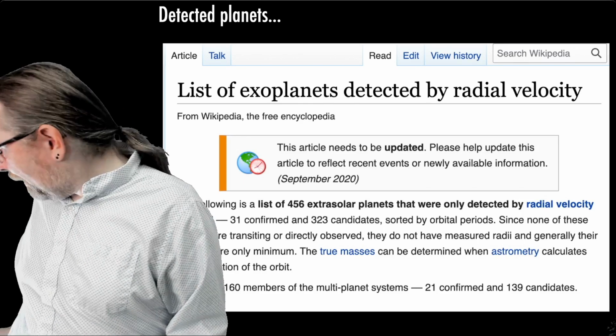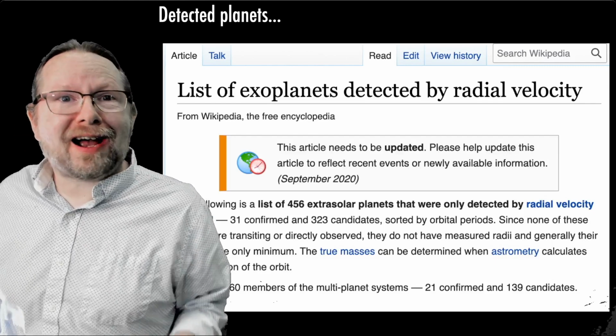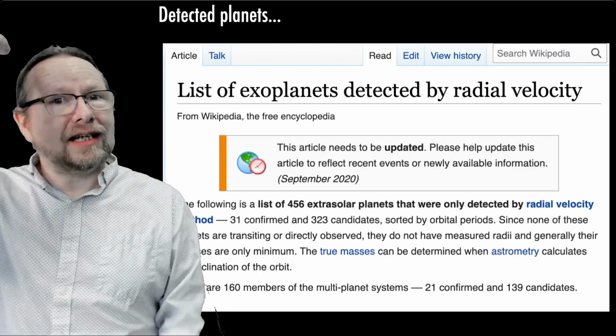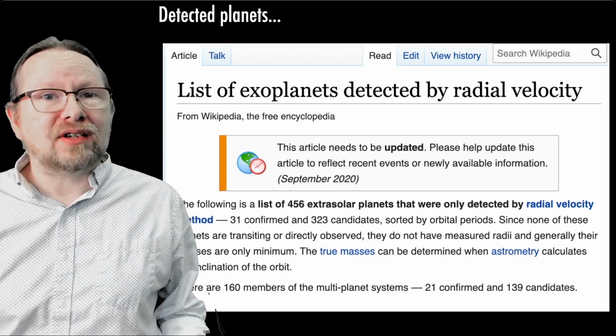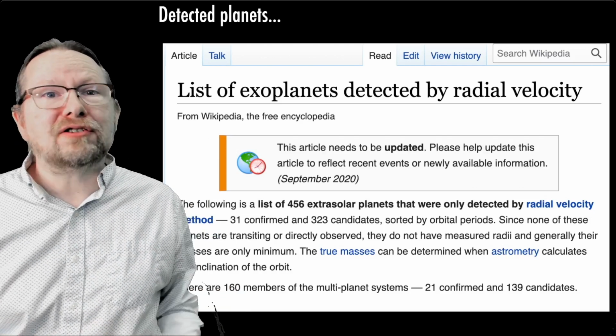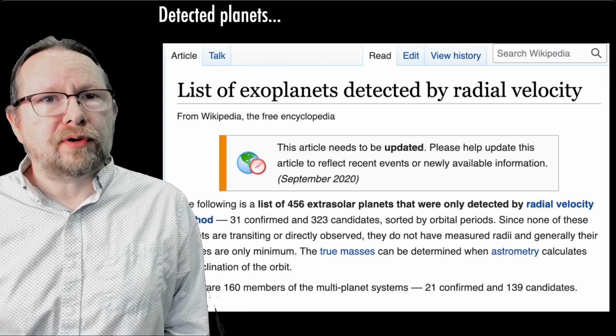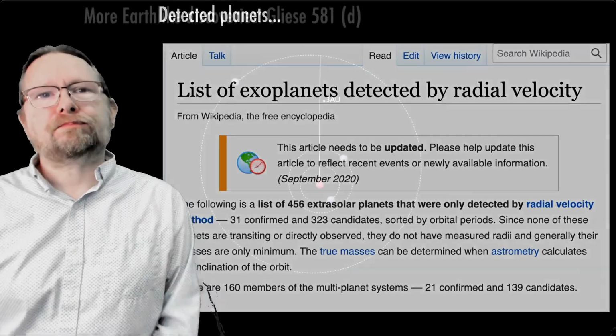You are detecting planets, but you are detecting a specific kind of planet, a planet that is massive enough and close enough to yank its star around a lot. So you're going to miss a lot of Earth-like planets and Venus-like planets and Mars-like planets that aren't massive enough to pull their star around with their gravitational pull.